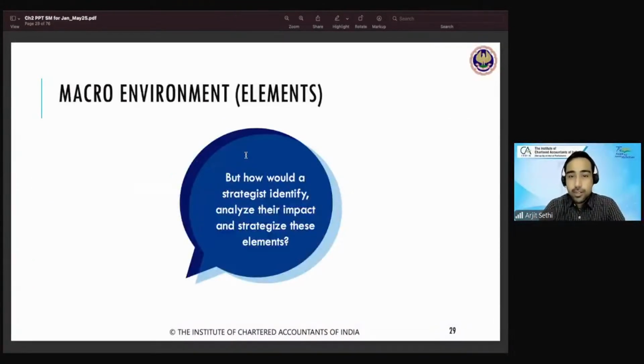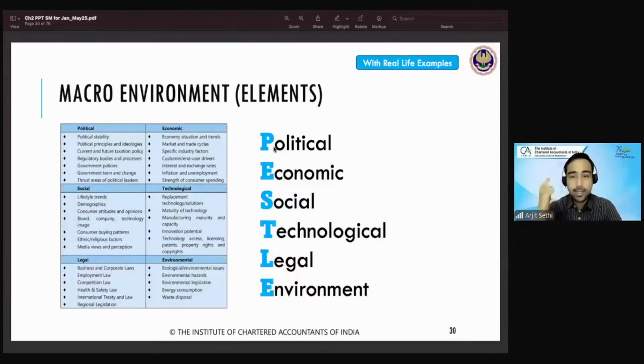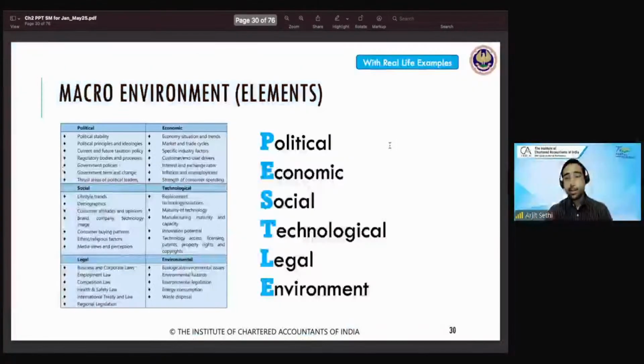But how would strategists identify, analyze the impact and strategize these elements? How would they do this? The simple way people analyze the macro environment is through PESTLE analysis: political, economic, social, technological, legal, and environmental. Unlike SWOT analysis, which covers both internal and external factors, PESTLE is purely external, and only the macro environment is analyzed through it. Okay. SWOT is both internal and external.